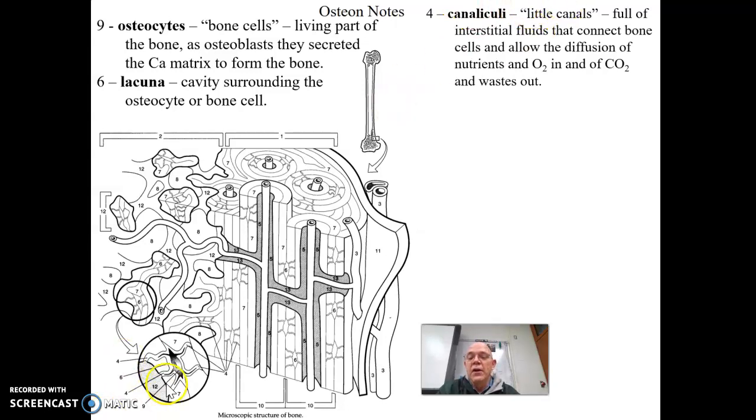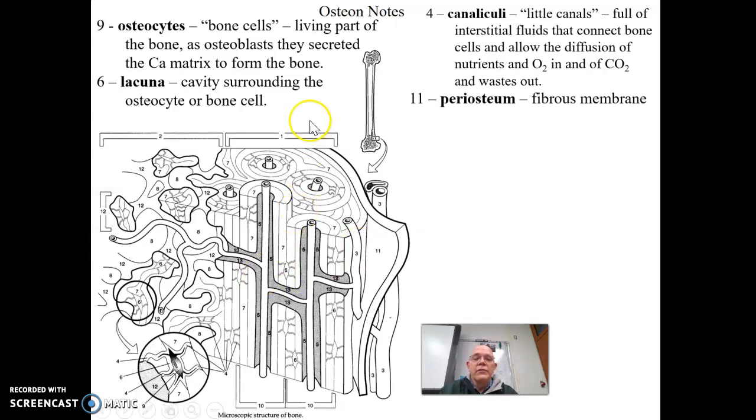These little canals are full of interstitial fluid, which you remember is just the fluid on the outside of the cell. It connects this bone cell to other bone cells. It also connects them to the blood vessels. If you look here, we have blood vessels carrying stuff in. So it allows things to diffuse in, like nutrients and oxygen into the cell, and it allows waste and carbon dioxide to get out. Because you've got to have those things coming in or out, or the cells are going to die. So canaliculi allow it to do that.